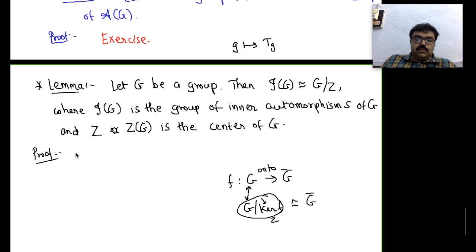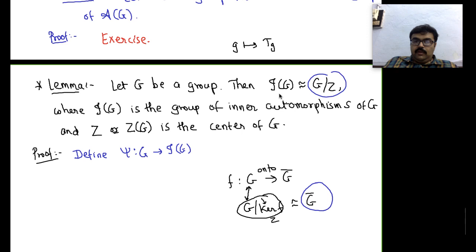We now define psi, from where to where? Here is G quotient Z, and G is the domain of this homomorphism. So instead of F, we are defining psi. Psi from G to IG. G bar here is IG.